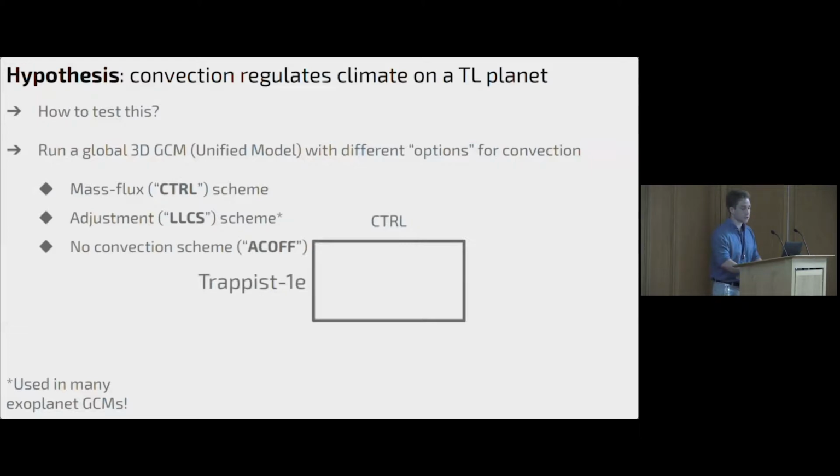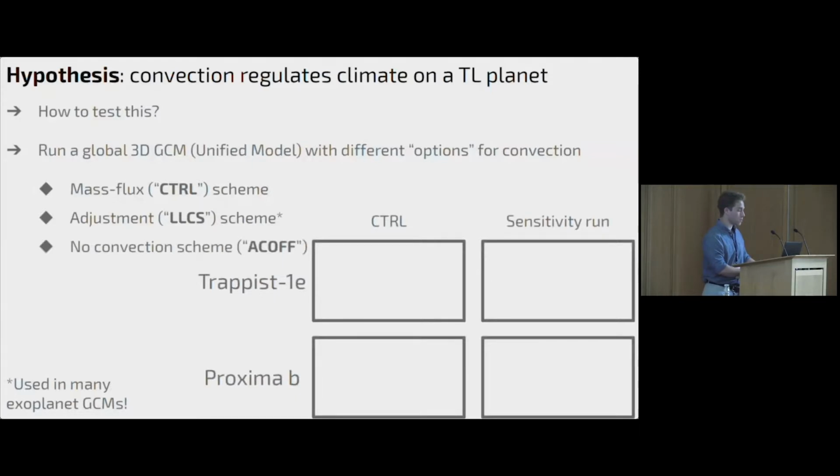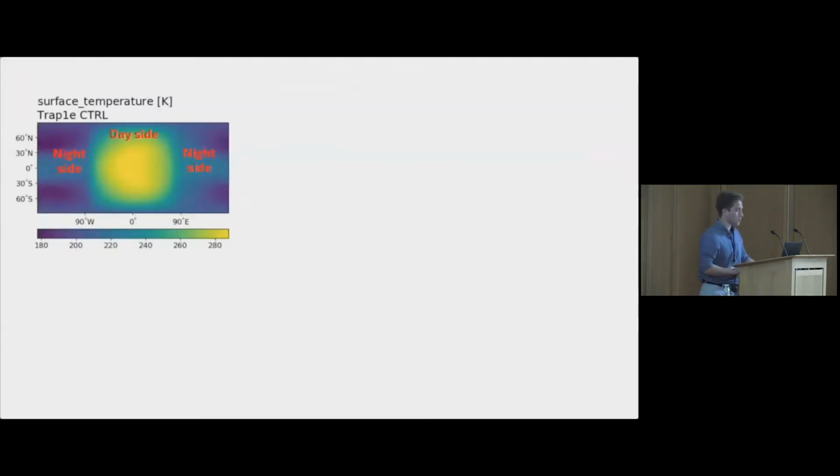So in the next few slides, I'm going to show you a few global maps of surface temperature for the control simulation and also sensitivity runs, both for TRAPPIST-1e and Proxima b. So starting with TRAPPIST, this is the global map of sea surface temperature, or just surface temperature, and you see that of course the day side is much warmer than the night side, and the difference is quite large. And you have these cold traps on the night side where the Rossby gyres occur in the wind field.